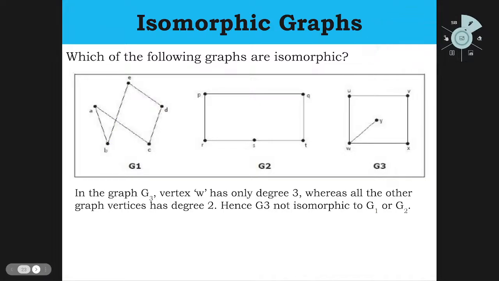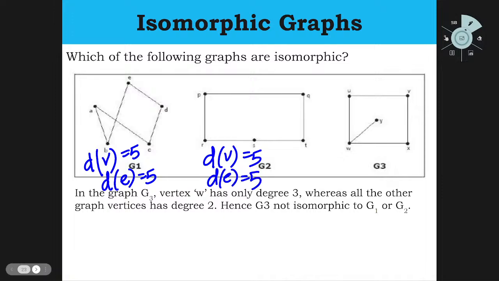Now see here, I am checking this one and this one first. How many vertices are there in this graph? 5. How many edges are there? 5 edges. So 5 vertices and 5 edges. Now check here: how many vertices are there? 5 vertices. 5 edges are there. So are they isomorphic, yes or no?